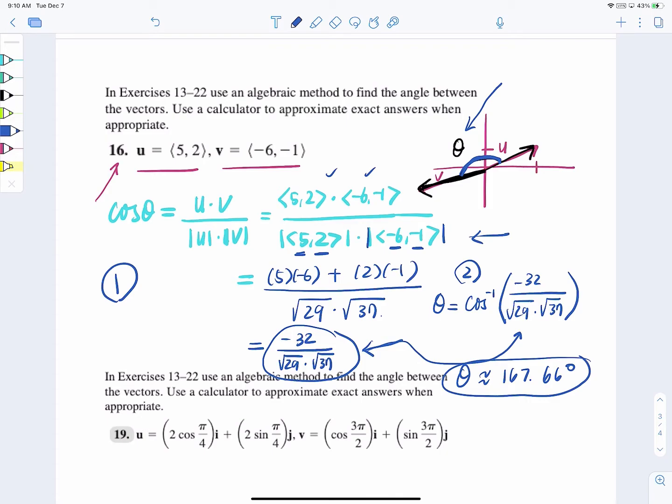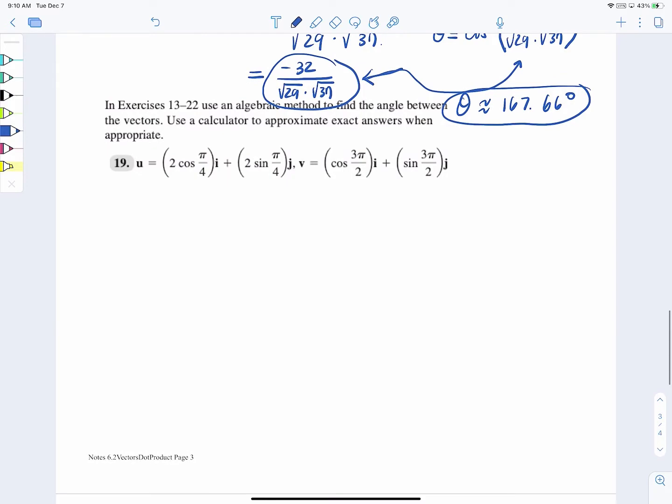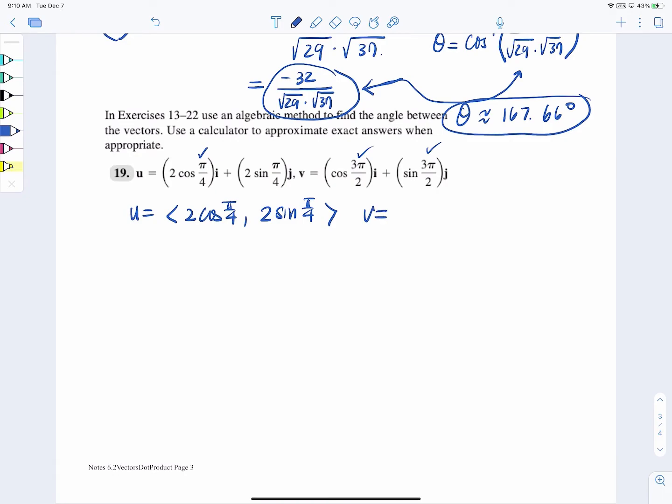All right, let's move on to this example. I wanted to do this one because it's the same instructions, but it looks more complicated than it is. I want you to utilize, and I think you recognize some of these angles, right? Ding, ding, ding. Let's write these in component form: isn't it just 2 cosine pi over 4 and 2 sine pi over 4? Then you have v, which is cosine 3 pi over 2 and sine of 3 pi over 2.